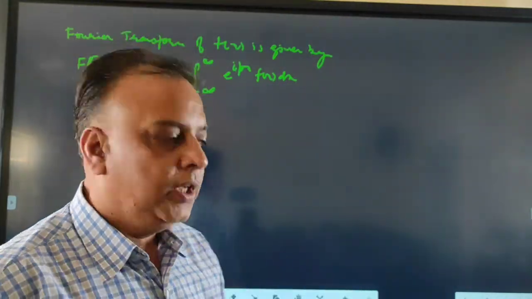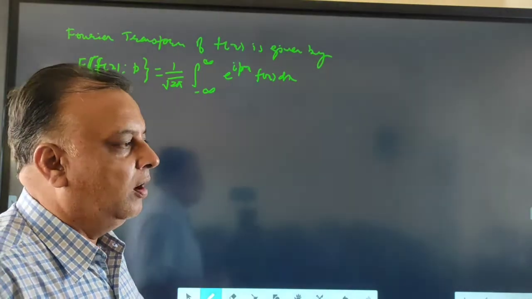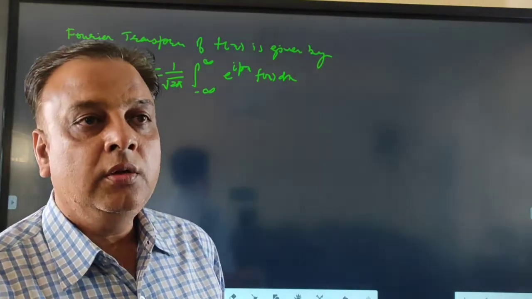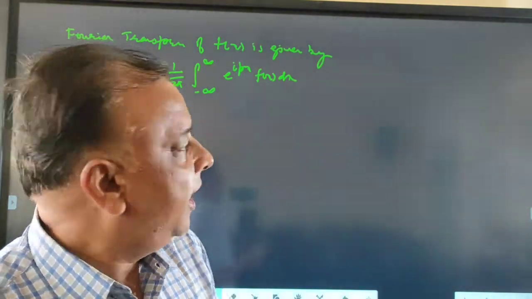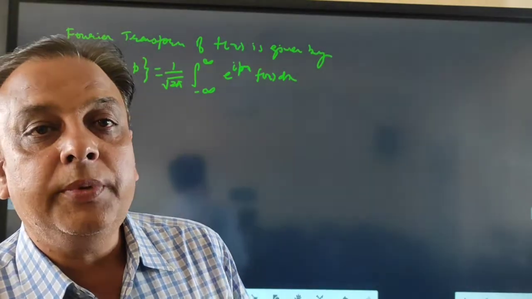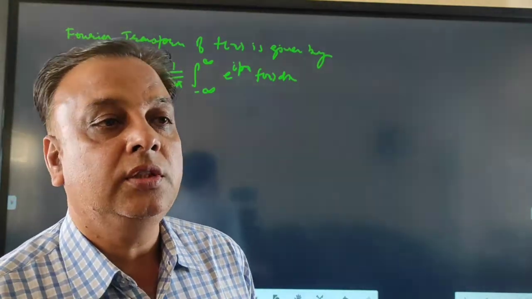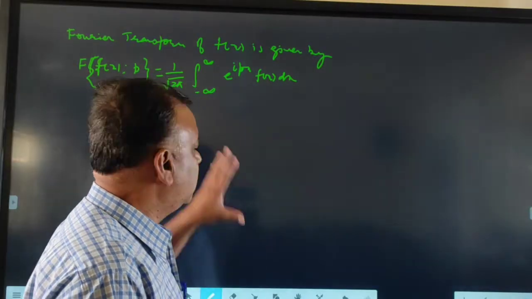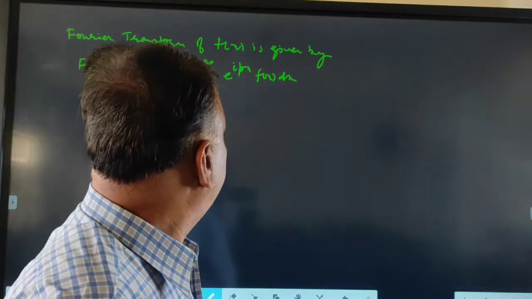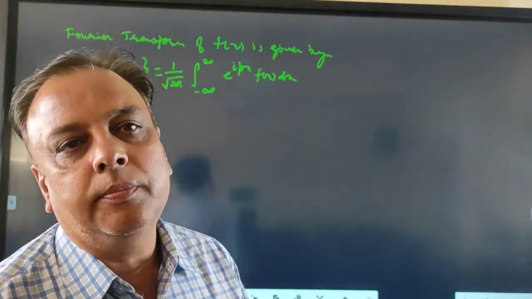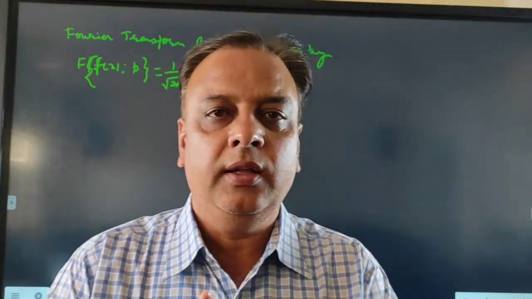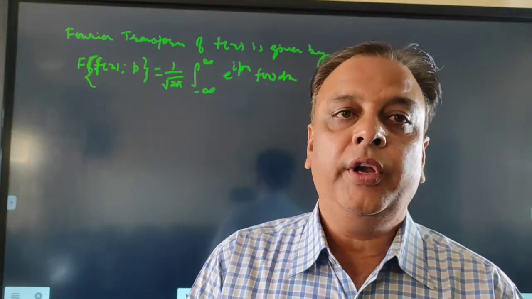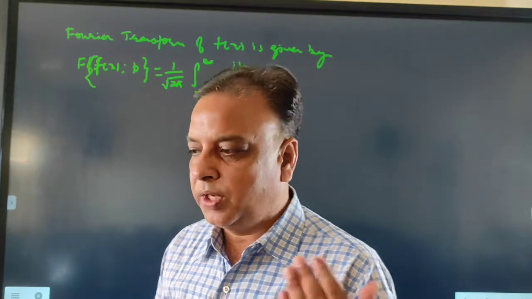Here the kernel of the transformation is 1 upon root 2 pi e raised to iota px. Some authors use the kernel as only e raised to iota px, and some other authors use it as e raised to minus iota px. Here we use the kernel 1 upon root 2 pi e raised to iota px. So using this formula, we have to find the Fourier transformation of various functions.